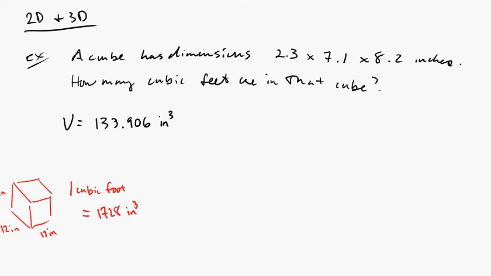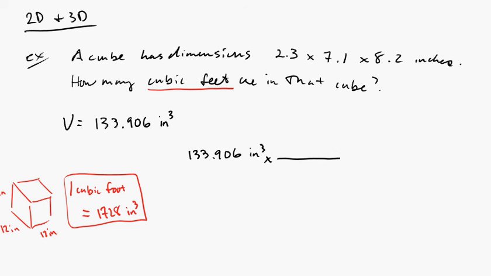If I have to figure out conversions between volumes, I picture, if I want cubic feet, I picture 1 cubic foot is 12 by 12 by 12 inches, and then I figure out, well, 1 cubic foot then is this. And so we use that conversion now to figure out how many cubic feet it is. So we take 133.906 inches cubed, we multiply by our conversion, and we're going to put 1728 inches cubed on the bottom because we want our inches cubed to cancel, and what it's equivalent to on top.